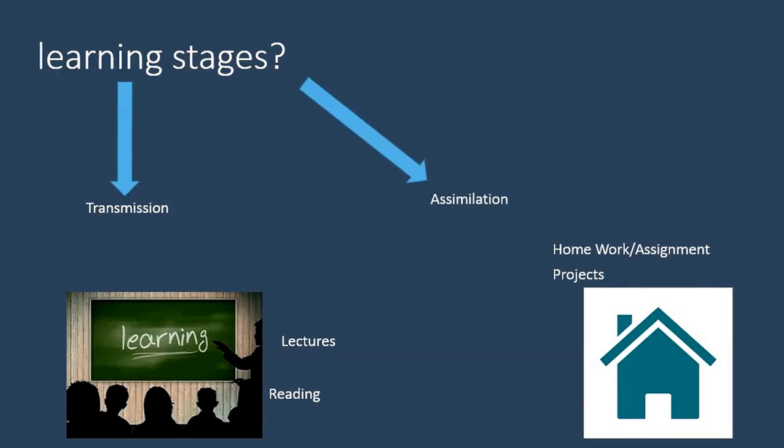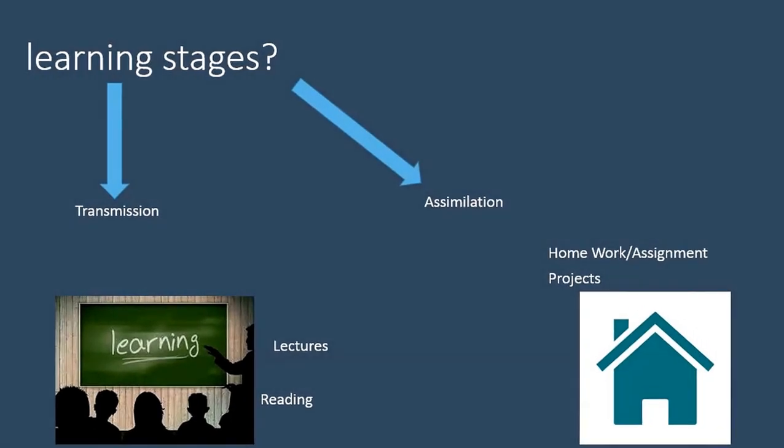In the transmission stage, the learning is through the lectures, readings and so on, whereas in the assimilation stage, through the homework, assignments and projects, the knowledge which we get will be assimilated.